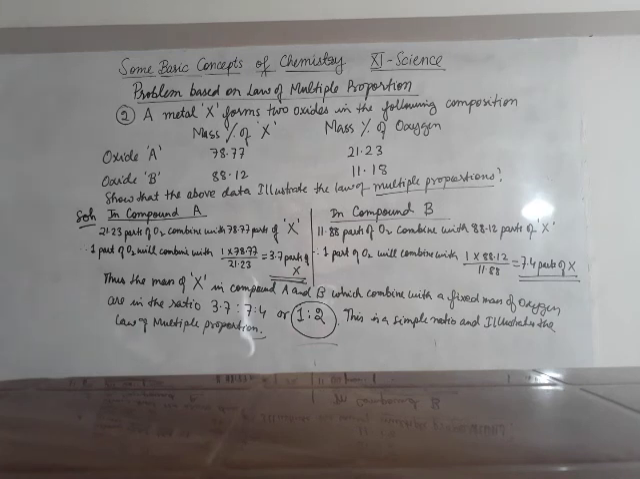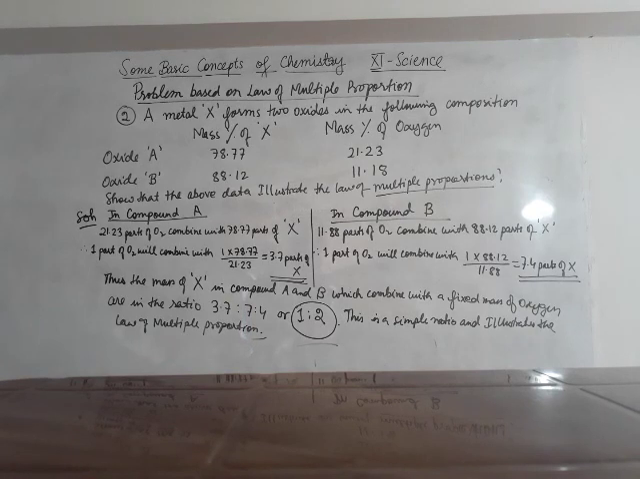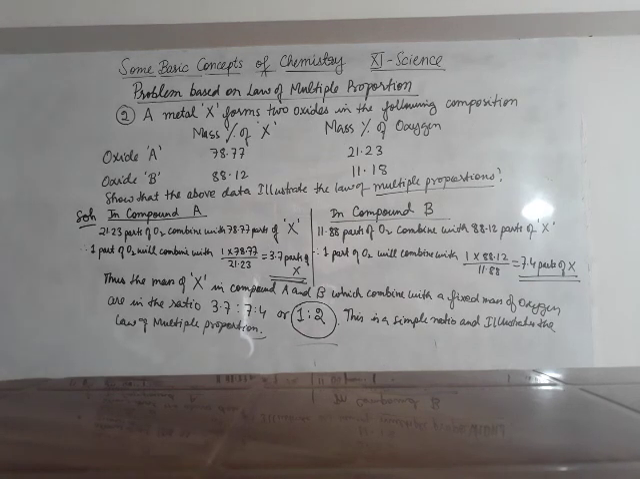A metal X forms two oxides in the following composition. Mass percentage of X in oxide A is 78.77. Mass percentage of oxygen in compound A is 21.23, and in oxide B percentage of X is 88.12, percentage of oxygen is 11.88. So whenever you do a problem based on multiple proportion, make these two columns, because we have to use two compounds over here.